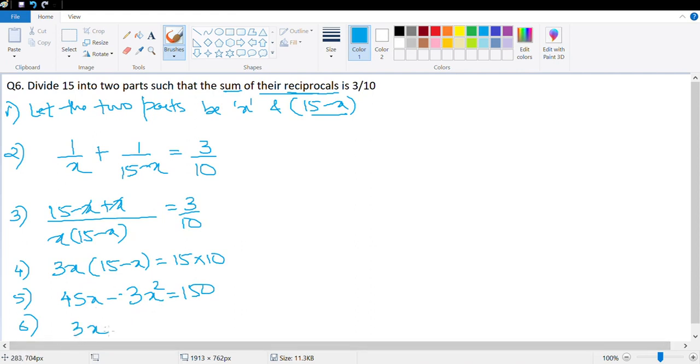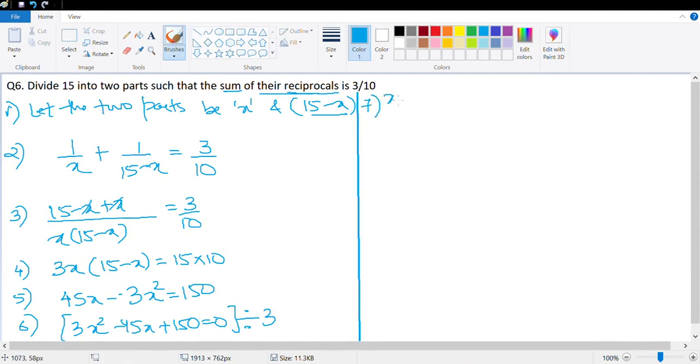So we have 3x square minus 45x plus 150 is equal to 0. I notice all elements have 3 in common, so let's divide this by 3. What we get is x square minus 15x plus 50 is equal to 0.